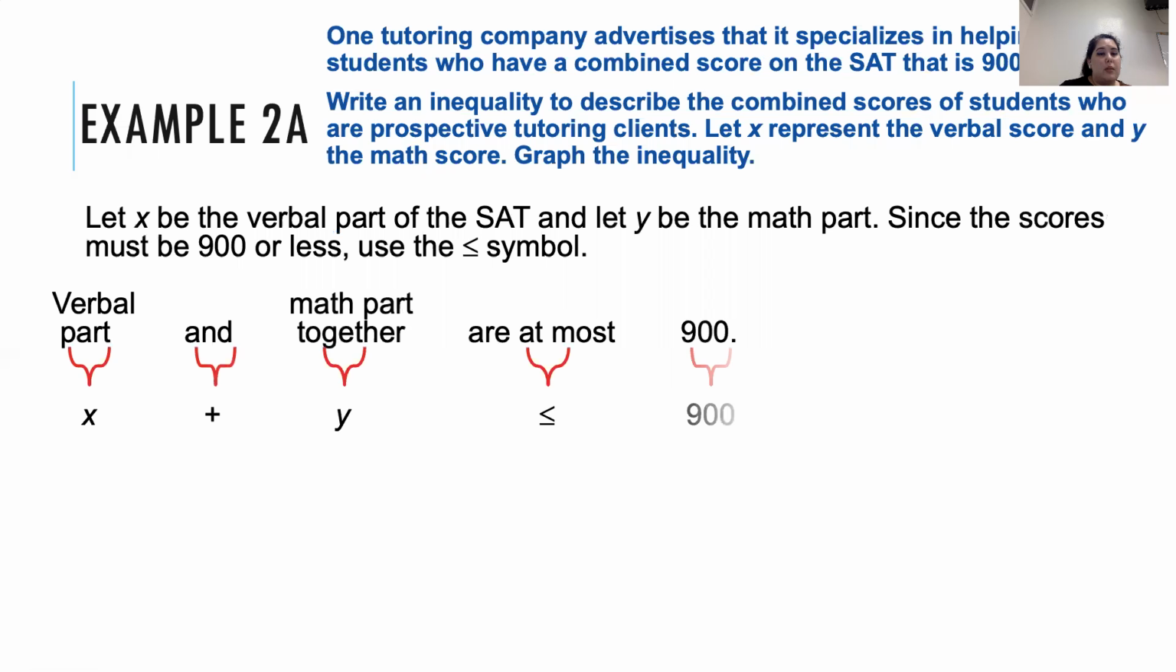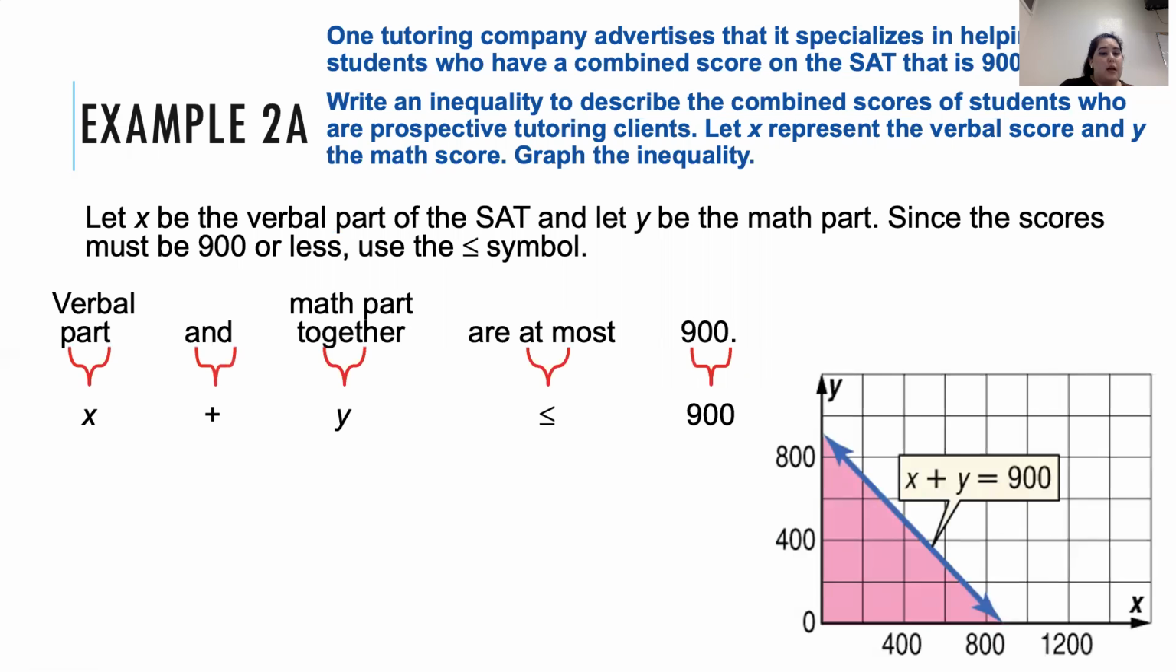So our verbal part plus our math part is at most, which is less than or equal to, 900. So we're going to go ahead and graph that, and we would actually shade in below it. So that would be our solution: x plus y is less than or equal to 900.